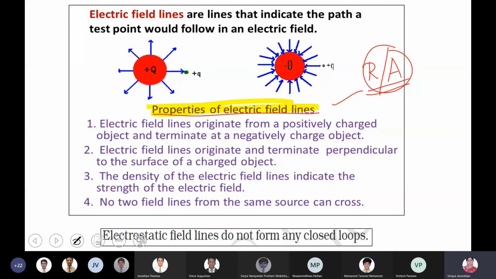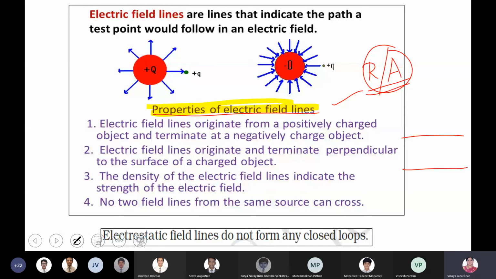I'll read it out. Electric field lines will always originate from a positively charged object and terminate at a negatively charged object. Check the previous diagram, boys. In a dipole, how does the electric field line start? It starts from the positive charge and it ends at the negative charge. Is that correct? Yes, ma'am.